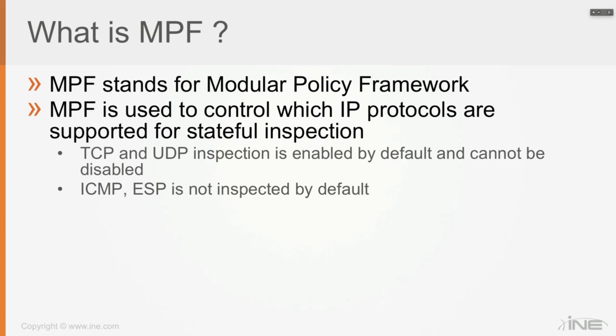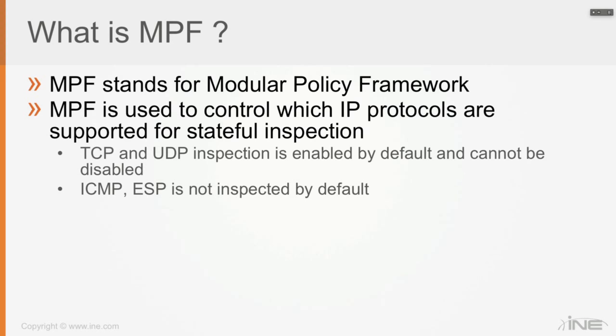With MPF, TCP and UDP inspection is enabled by default and cannot be disabled. With or without MPF enabled, TCP and UDP inspection is on by default. So technically it's not an MPF functionality, but I added it there to clear up any confusion. Since you can disable MPF completely on the ASA and still statefully inspect TCP and UDP, TCP and UDP inspection are not per se an MPF functionality.